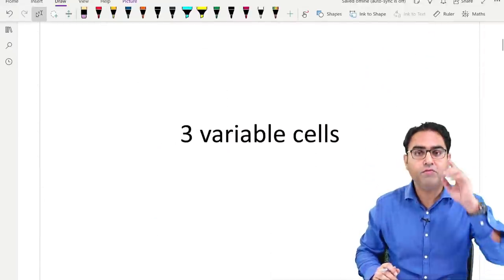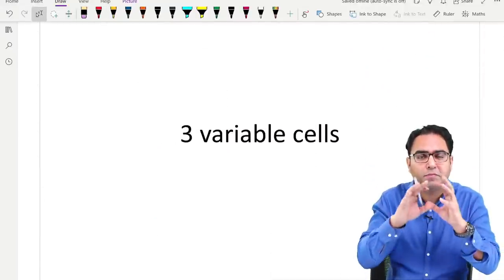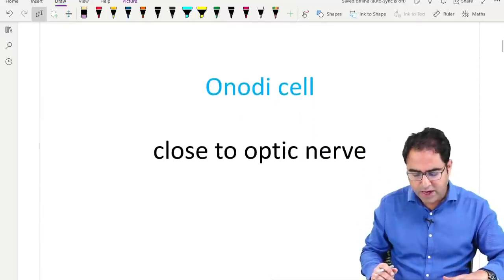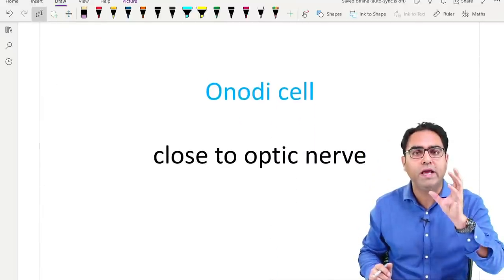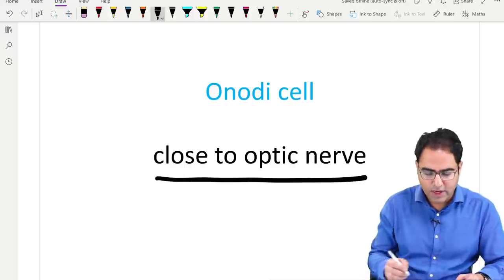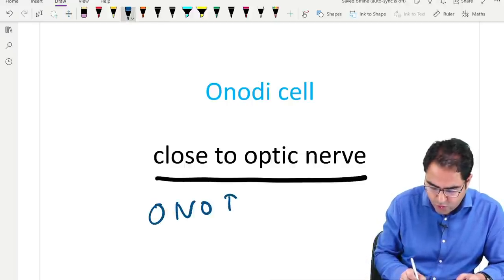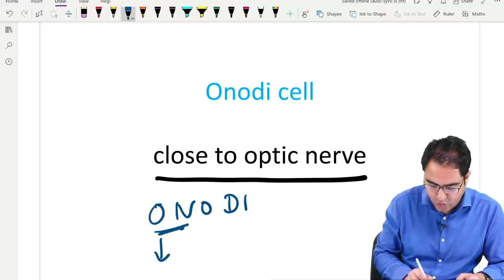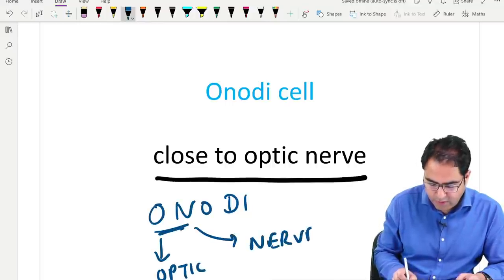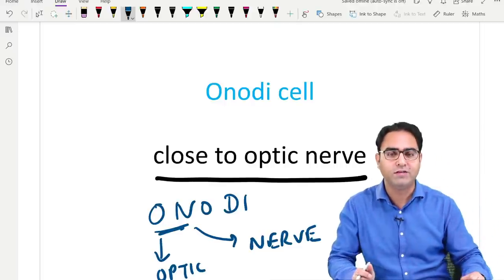Let us do the three variable cells. Everybody doesn't have them. It's an anatomical variation, some special cells. The first variable cell is the Onodi cell. Onodi cell lies close to the optic nerve. How to remember it? Onodi, O-N-O-D-I. What are the first two letters? O means optic, N means nerve. Any cell lying close to the optic nerve will be called an Onodi cell, beta. Onodi cell. Everybody clear?